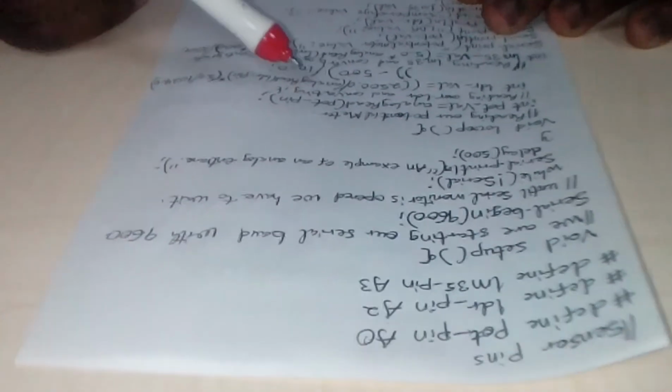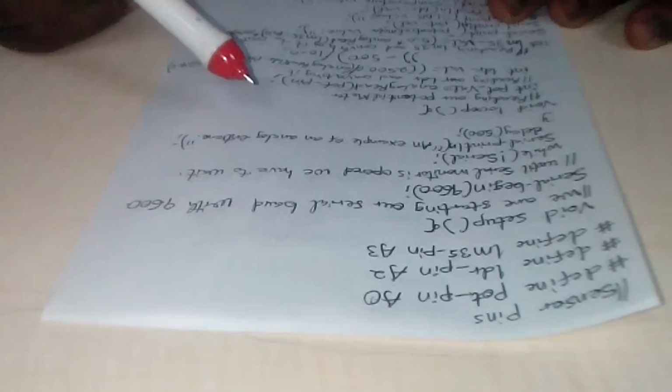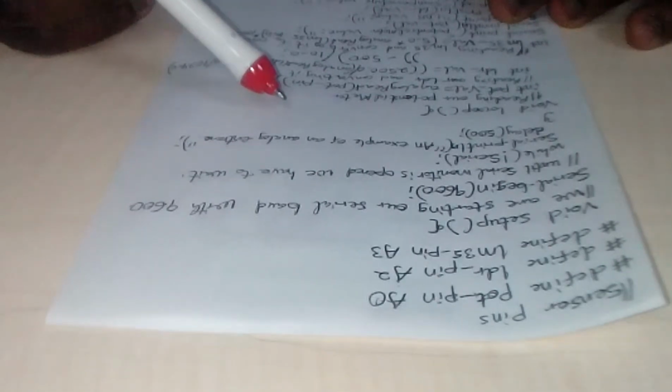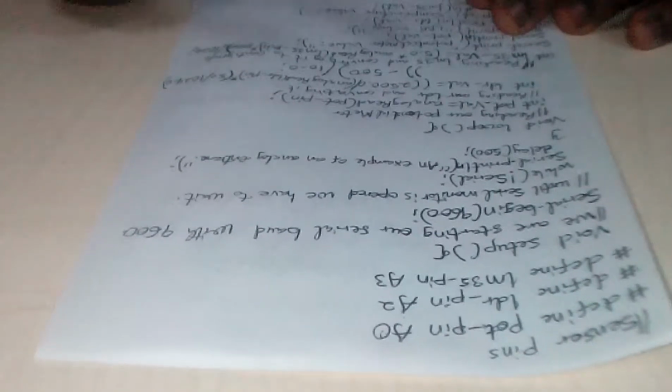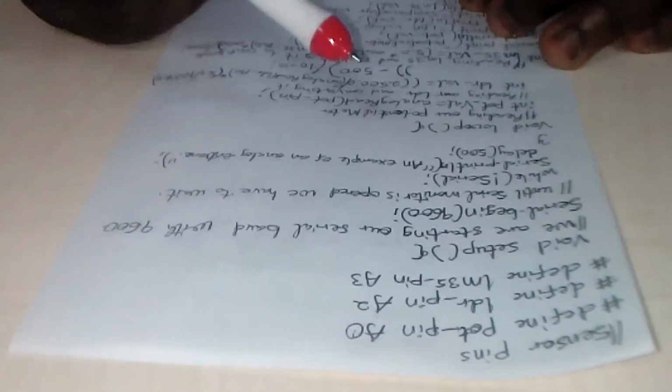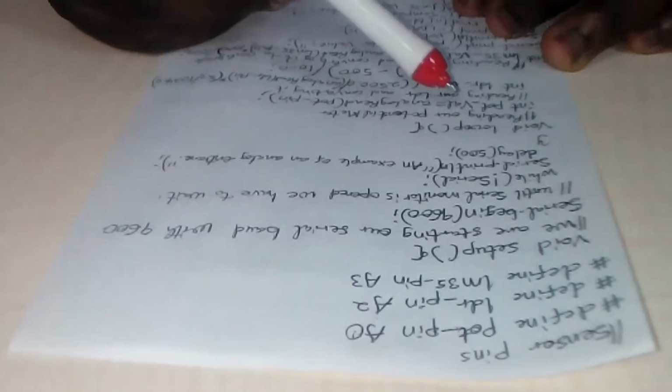It prints an example of an analog entrance. Okay, an example of an analog entrance. Now we delay it for 500. What does it mean, delaying it for 500? That means delaying it for half a second.